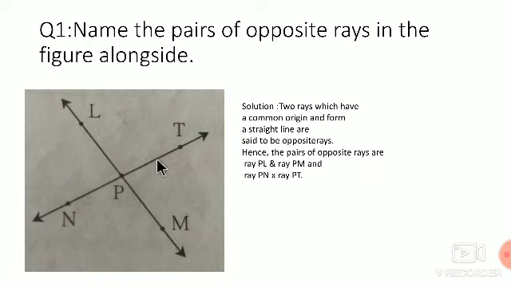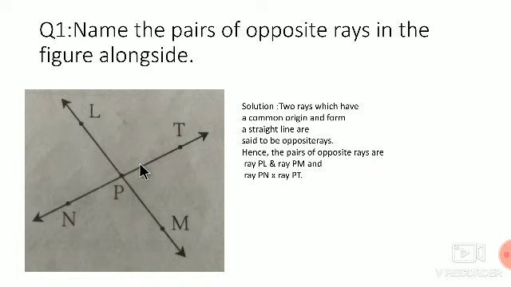When two lines intersect each other, four angles are formed here. Means the angles LPT, TPM, MPN, NPL. When these two lines intersect each other, four angles are formed and these angles are called the vertically opposite angles. Here vertically opposite does not mean up and down only.